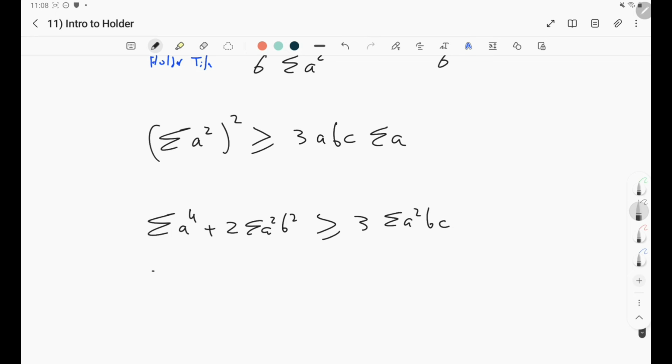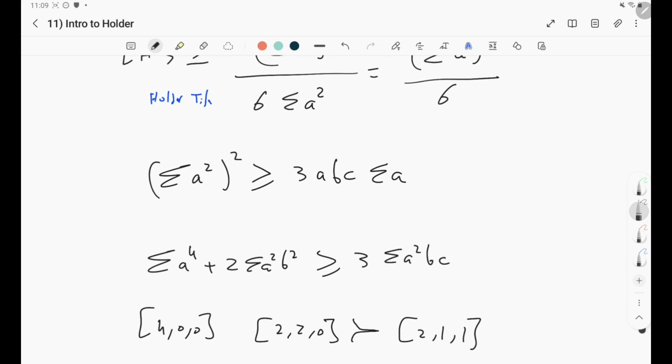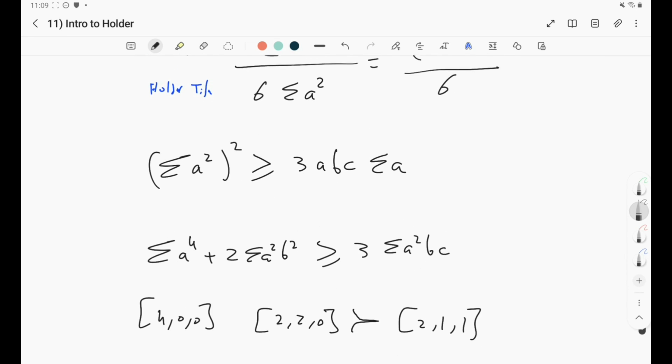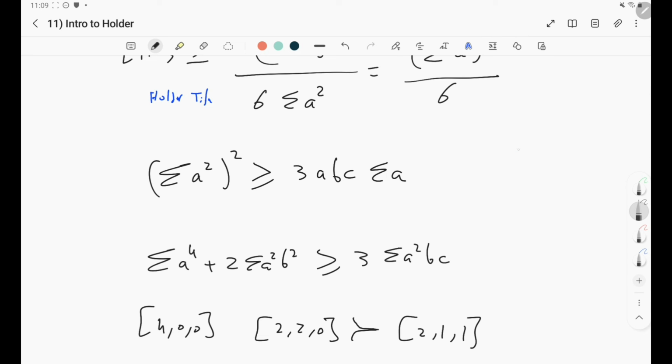And one idea is that this thing is the sequence 4 0 0, this thing is 2 2 0, and this thing is 2 1 1. So of course both of these guys majorize this, so you can just apply Muirhead and you're done. Yeah, that's it. Basically you can actually show this in another way, which is kind of easier. If you remember, we know that sigma x square is greater than 3 sigma x1. This thing you should keep in mind.